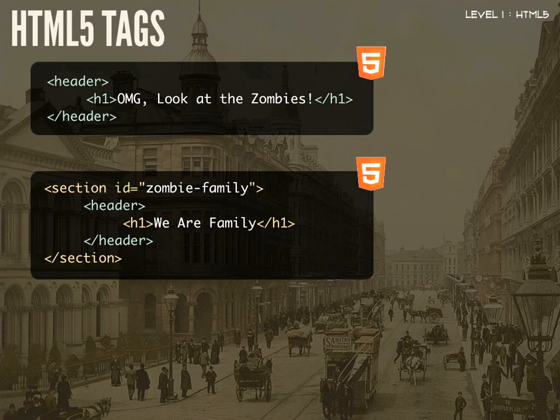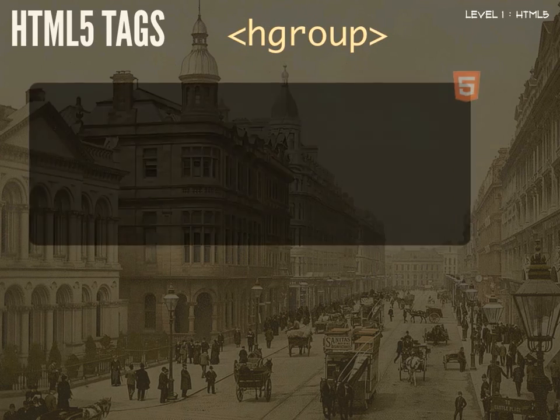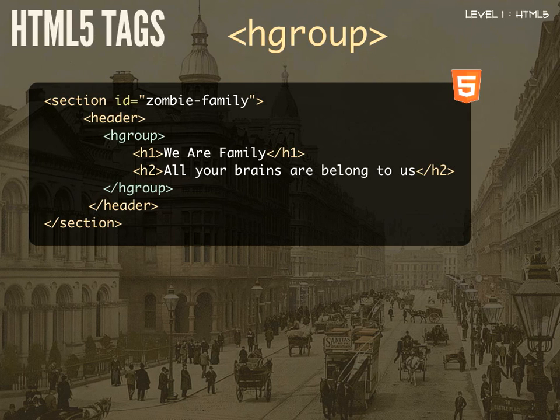So let's say we have a section ID zombie family and we'd like to have a header in that. It's perfectly fine. We can just add our header tags, add an H1 "We Are Family," and that's semantic markup. Let's also say we wanted to add a tagline. So in addition to the "We Are Family" heading, we wanted to say "All your brains are belong to us." We can do this and even organize this more effectively by including an hgroup. Basically this is just a nice grouping of related information within a header tag.